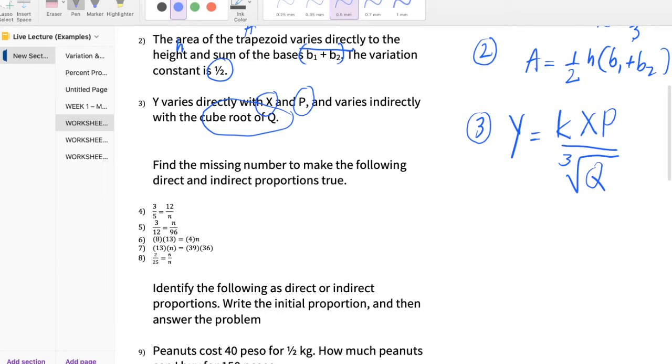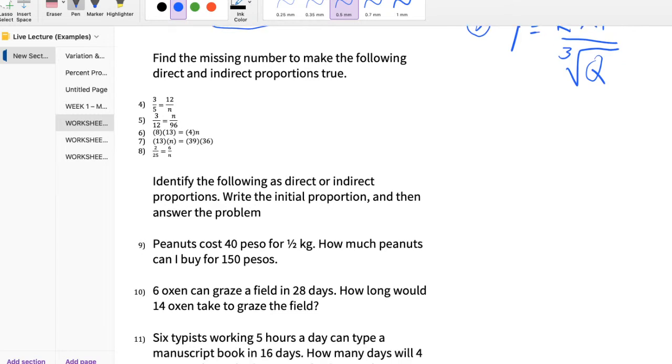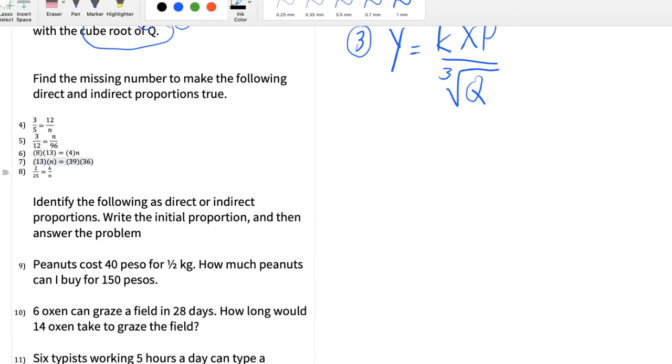Okay. Now, let's continue number 4. Find the missing number to make the following direct or indirect proportions true. Okay, lakihan lang natin saglit. So, anong ginagawa lang dito? Transpose, transpose. Okay?